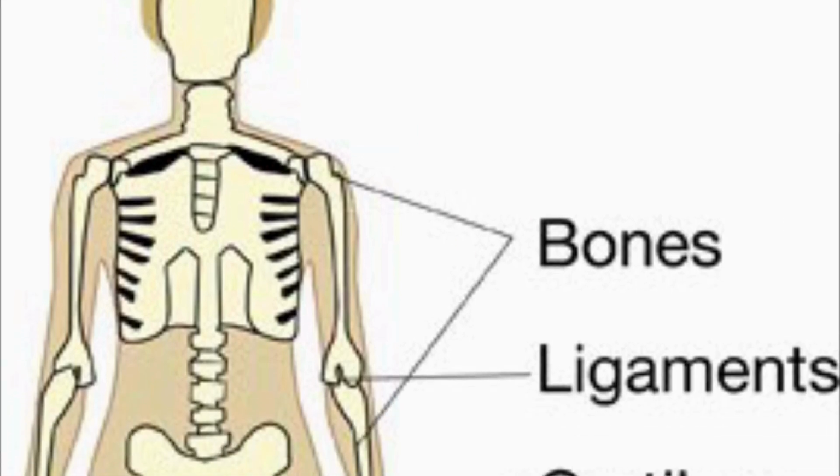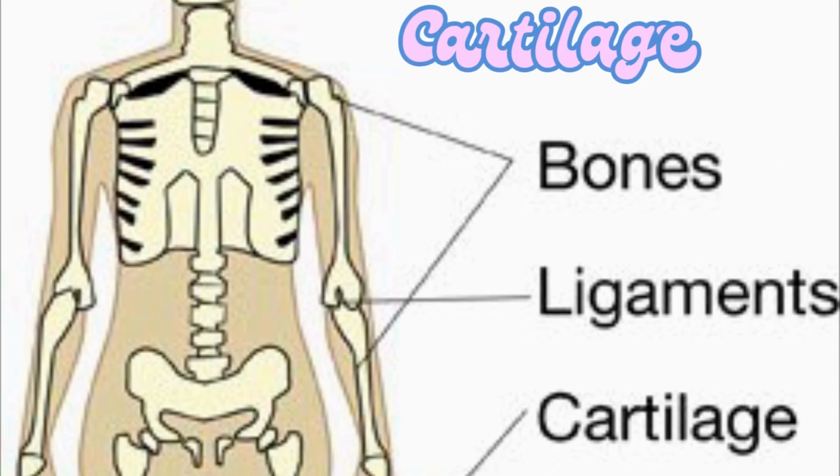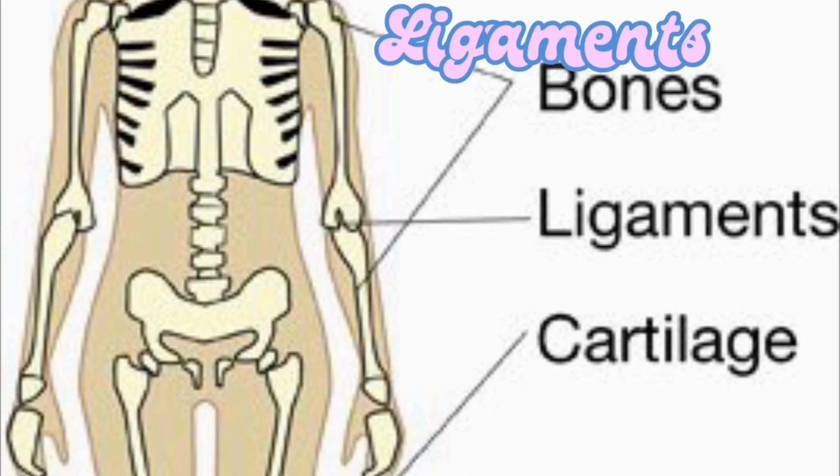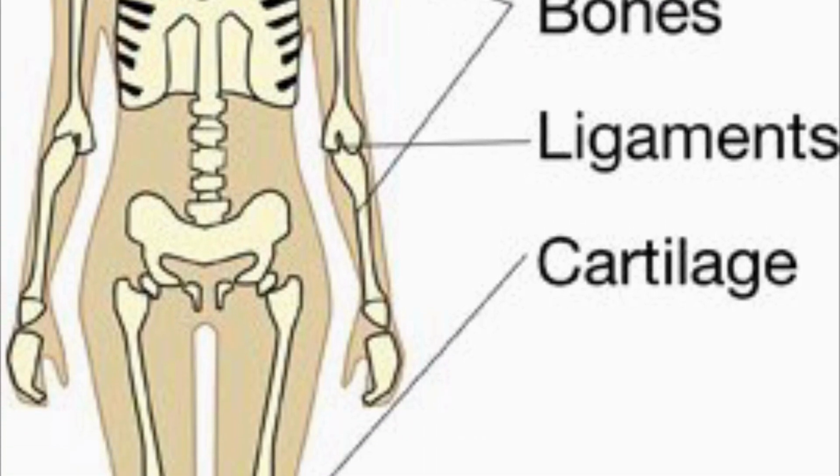The skeletal system is also composed of cartilage that protects bones and ligaments that help attach bones. Cartilage and ligaments help support the joints.